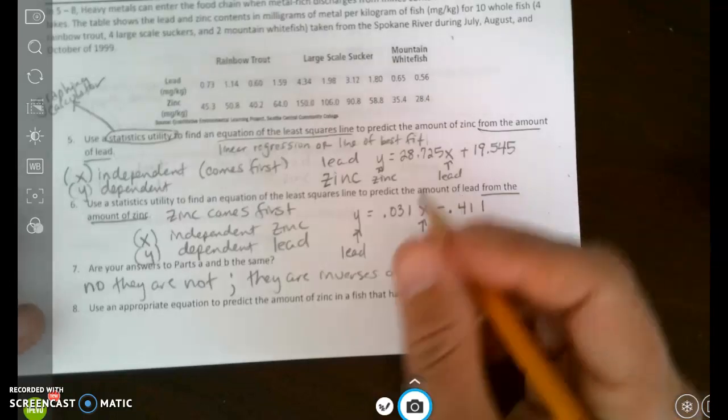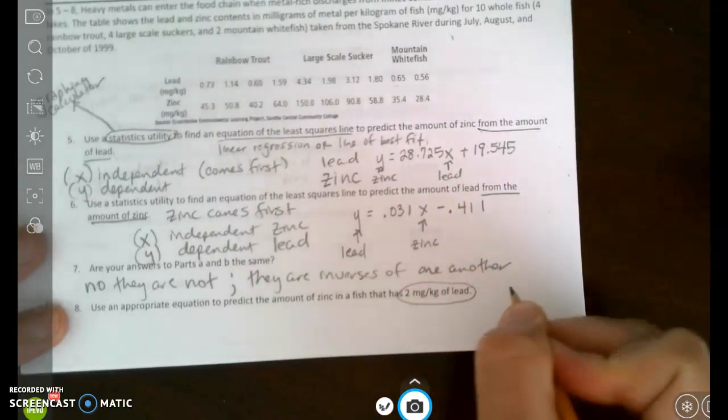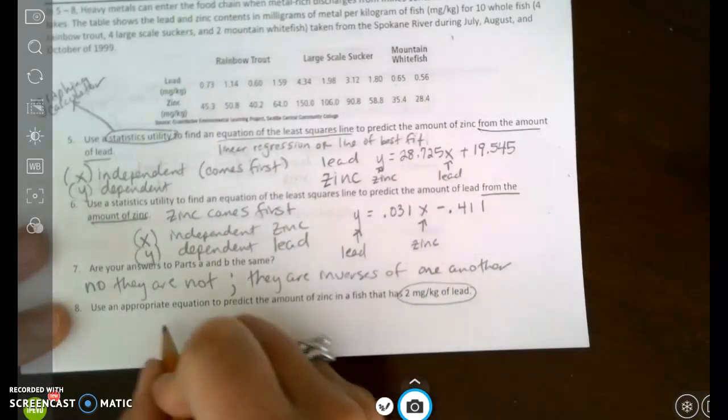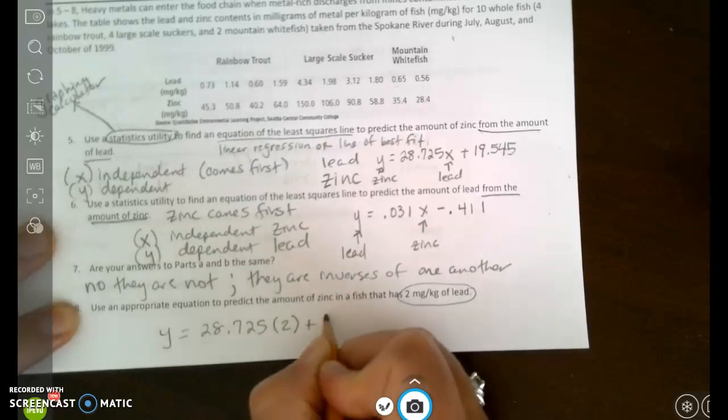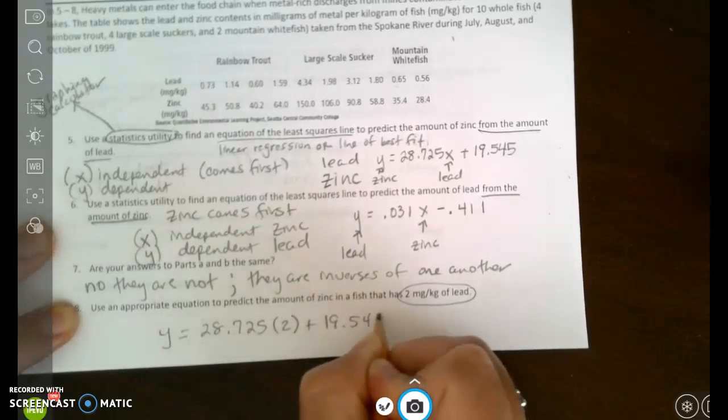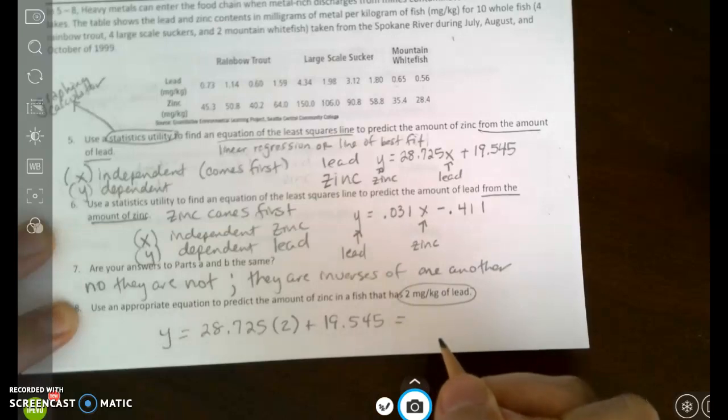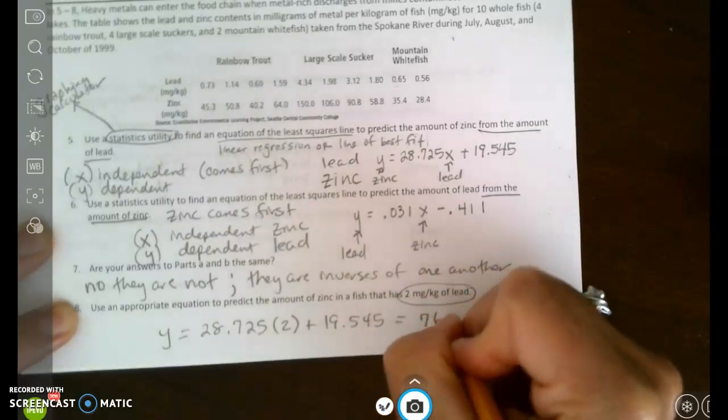All right, so I put the 2 milligrams of lead into the first equation. So I had y equals 28.725 times 2 plus 19.545. I used my graphing calculator and I got 76.9.